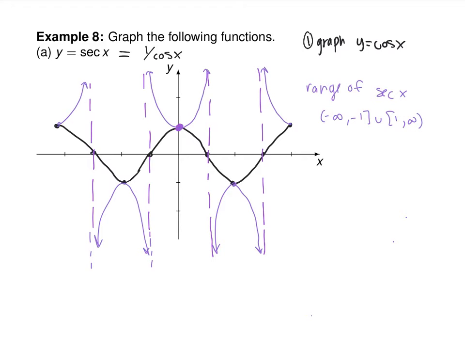Exactly. See, it's missing all the values in between -1 and 1. It's kind of like the anti-cosine, right, in some sense? Okay, so that's how you do secant.